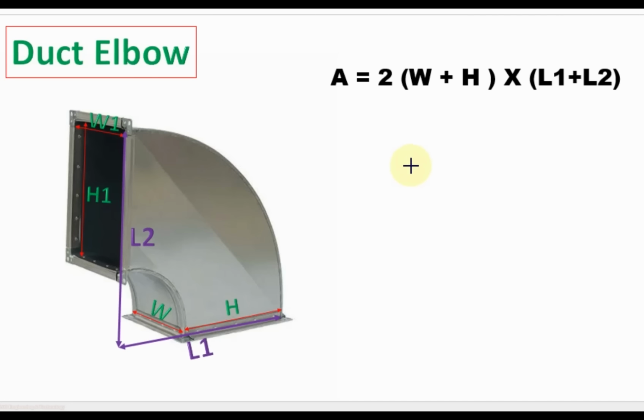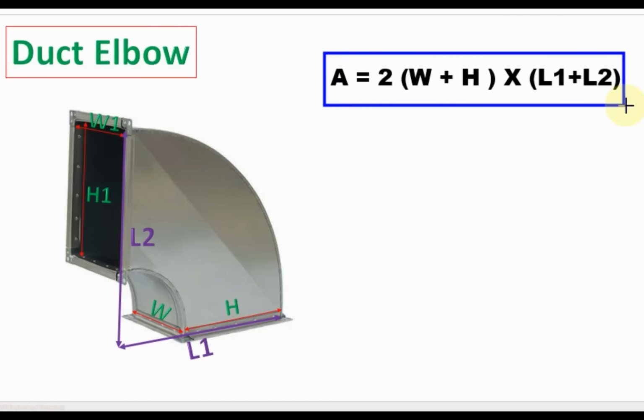To calculate the area of a rectangular elbow, we have the formula: area equal to 2 times (width plus height) into (L1 plus L2), where the values of width and height we will take from the largest dimension, and L1, L2 we can find like this. We will draw a vertical line from the vertical face up to the ground, and again we will draw one horizontal line from the end of this elbow where both these will meet. The horizontal portion will be L1 and the vertical portion will be L2.